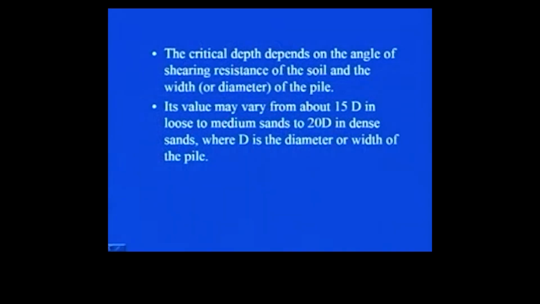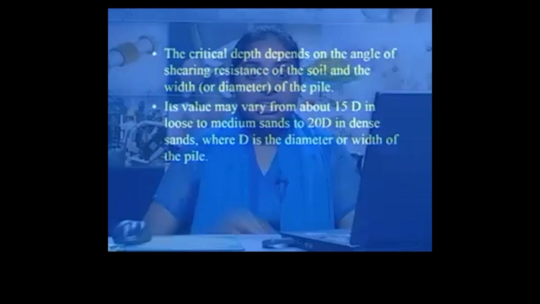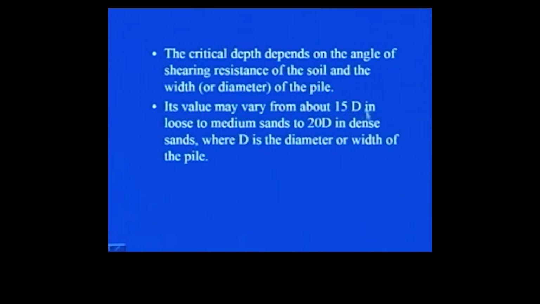Its value may vary from about 15 times the diameter in loose to medium sands to 20 times the diameter in dense sand, where d is the diameter or width of the pile. So, if the pile is surrounded by loose to medium sand, roughly you can take this critical depth value to be equal to 15 times the diameter of the pile. If the diameter of the pile is, say, 1 meter, in loose to medium sand the critical depth can be approximately 15 meters, and in dense sand it can be of the order of 20 meters.